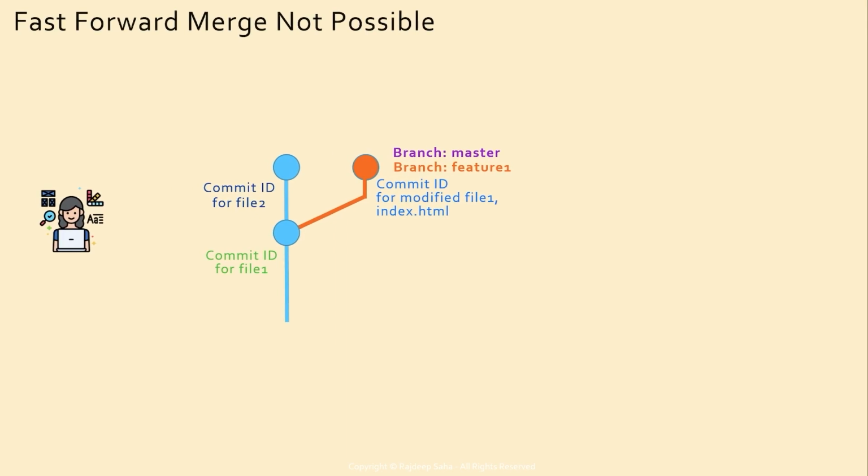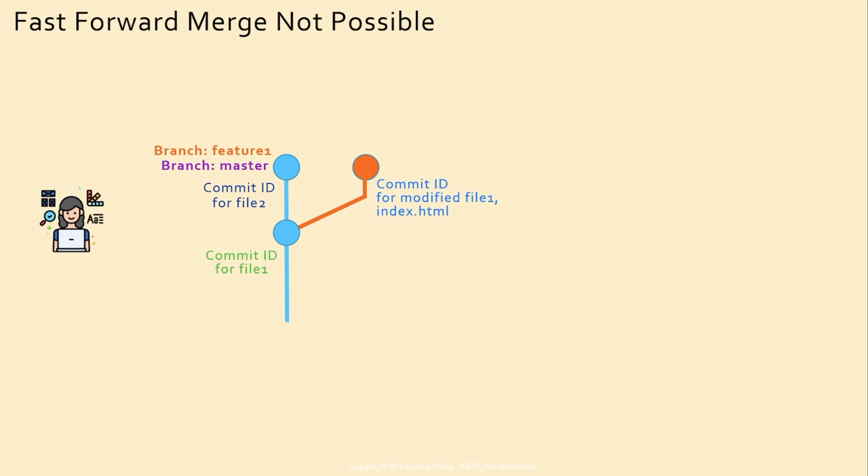Because then the branch master and feature 1 would both be looking at the commit ID for modified file 1 and index.html, and none of them would be looking at the commit ID for file 2, which is not correct. Similarly, if you just move the branch feature 1 to look at the latest commit ID for the master branch, then you lose the modified file 1 and index.html commit.